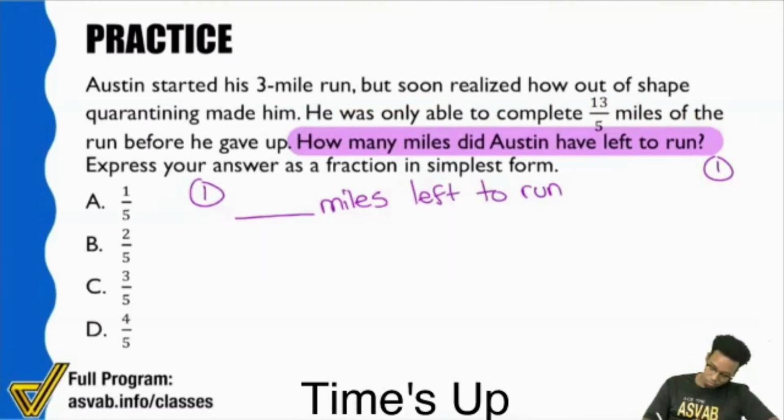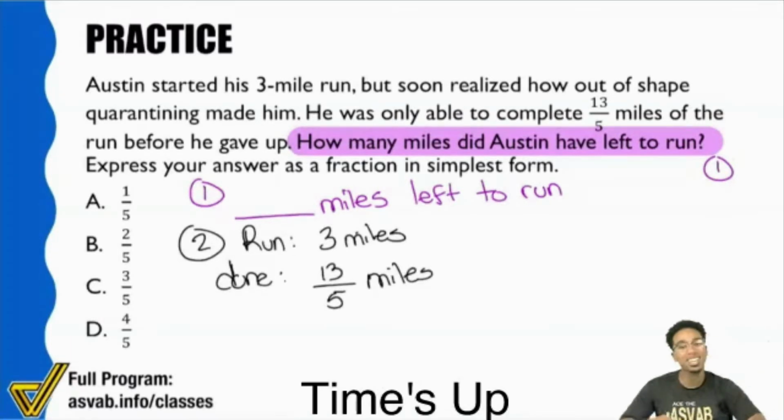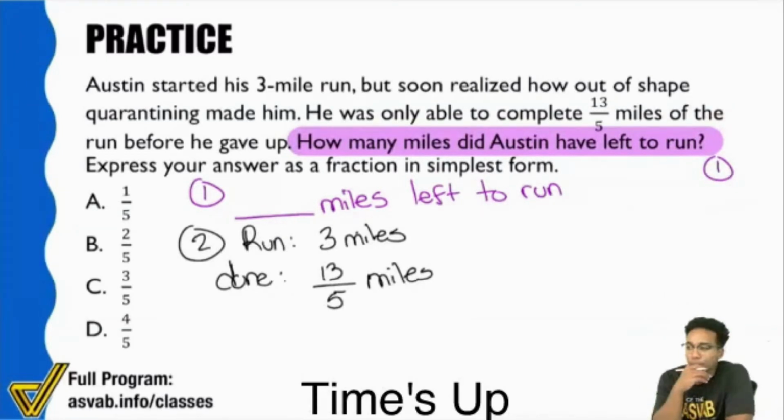Okay, let's write that down. Here's our information. The run, 3 miles. What have you done? That many miles. Everybody, you don't need to read the fraction. Don't intimidate yourself. So I'm looking at that. Everybody, that was step 2.